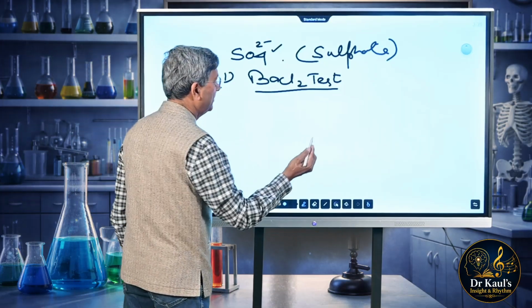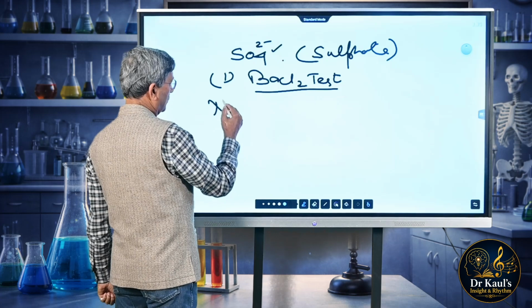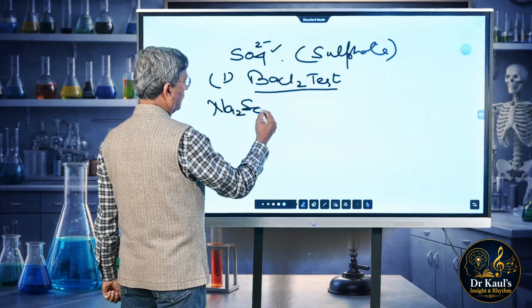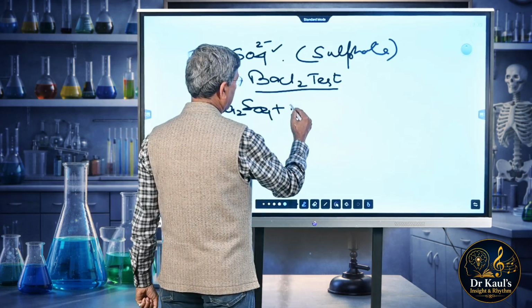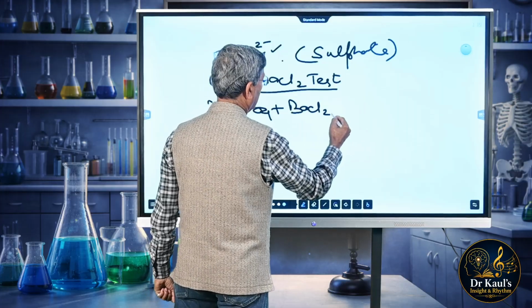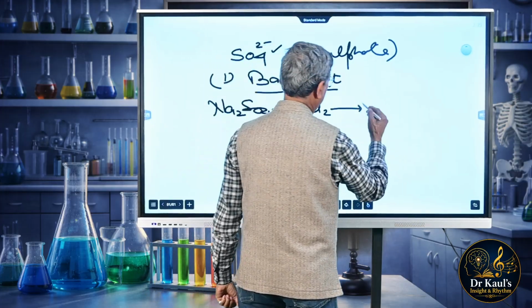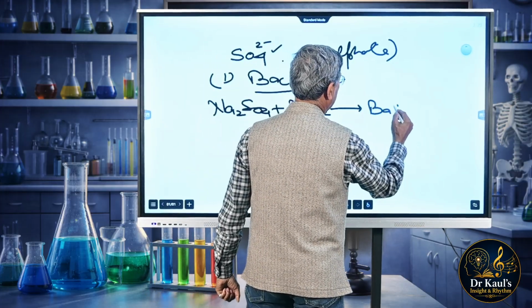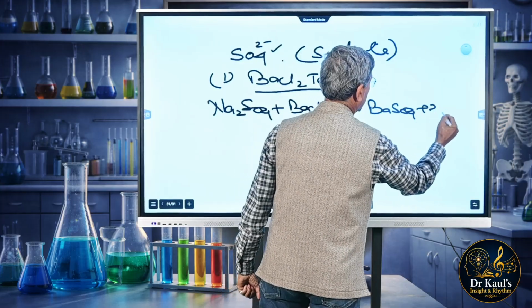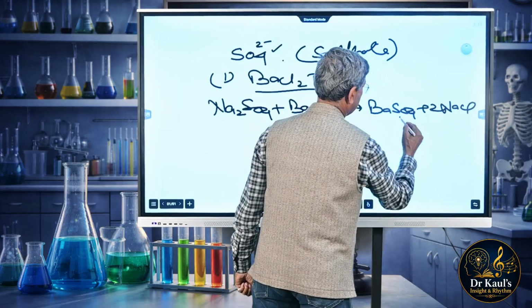So what is the chemistry behind it? Let us say we have sodium sulfate. We add barium chloride into it. Double displacement takes place. We get barium sulfate plus 2 sodium chloride, and this is a white precipitate.